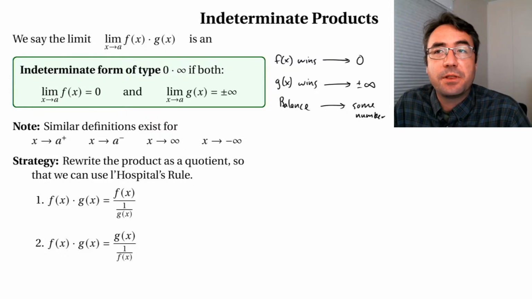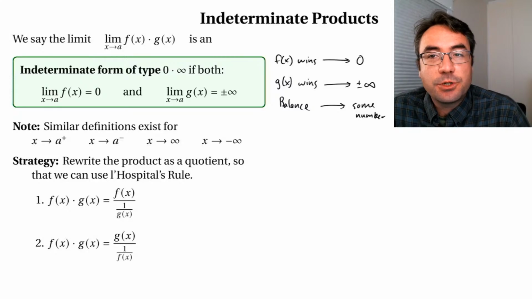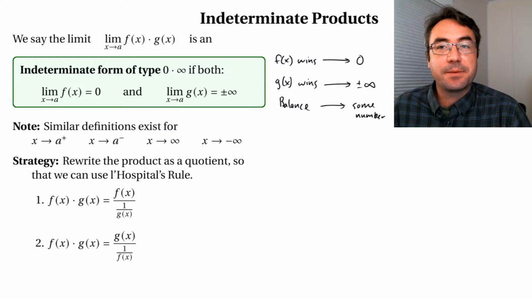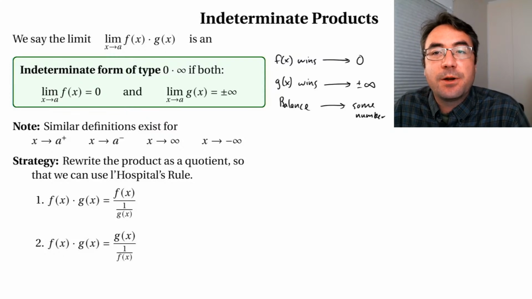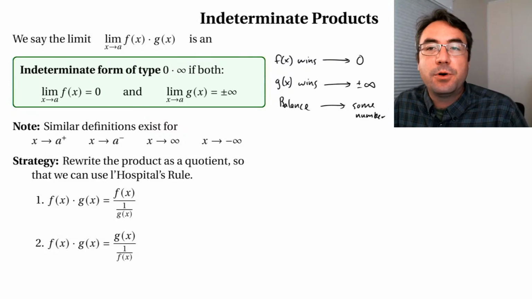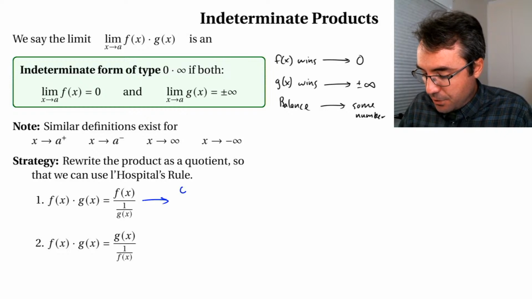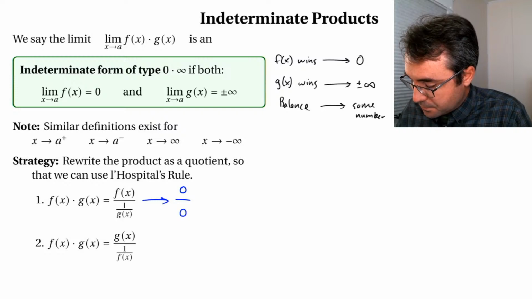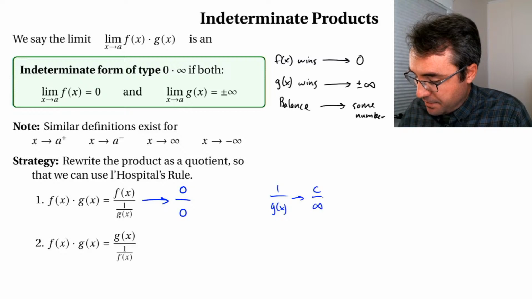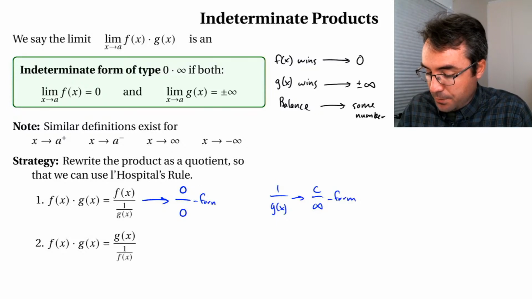So our strategy for dealing with a lot of these indeterminate products is to rewrite the product as a quotient. And then as soon as we get it into the quotient form, we can use L'Hopital's rule to do the heavy lifting. So there's two ways we can go about this. When we have function f of x times g of x, we could rewrite it as a fraction where we keep that first function on top and then we put 1 over g of x into the bottom of our fraction. And so if this is the case, function f is going to 0 and then 1 over g of x would actually go to 0 as well. So 1 over g of x would be our c over infinity form, which we know goes to 0. So that's why we would get a 0 over 0 form here. And then L'Hopital's rule applies.